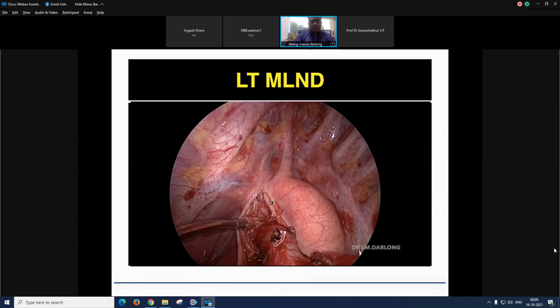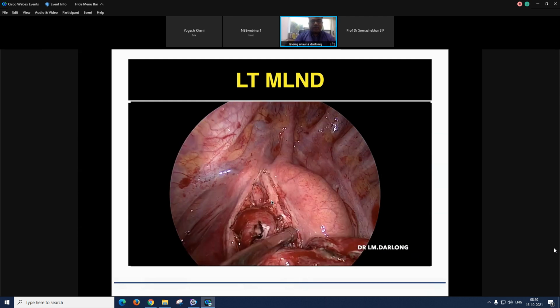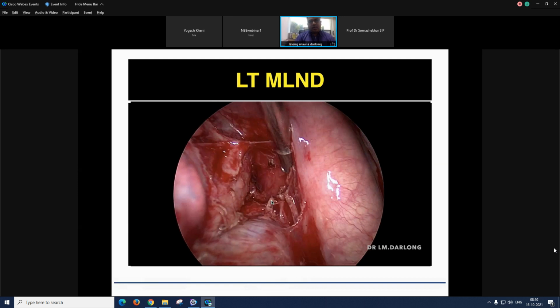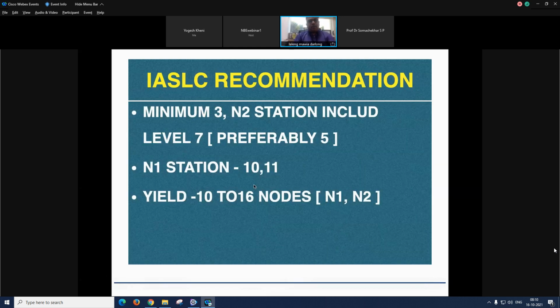Again, on the left side, this is the level 5 and 6. We will have a packet. This is a subcarinal area, which is the most difficult side. You can see aorta, esophagus, and it's deeper on the left side. The recommendation of ISCLC is that a minimum of 3 stations should be included, and 2 stations, preferably 5 and 1 stations, 10 and 11, and the yield should be about 10 to 16 nodes.